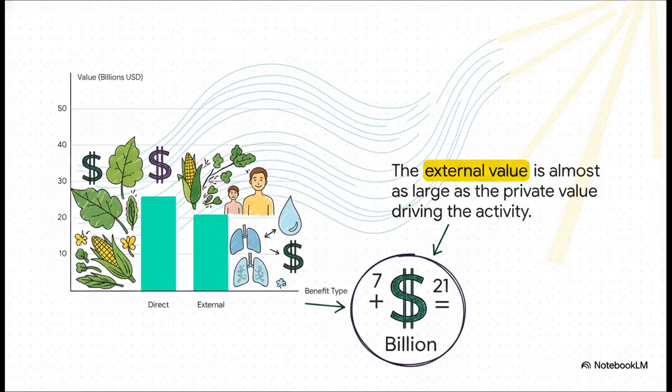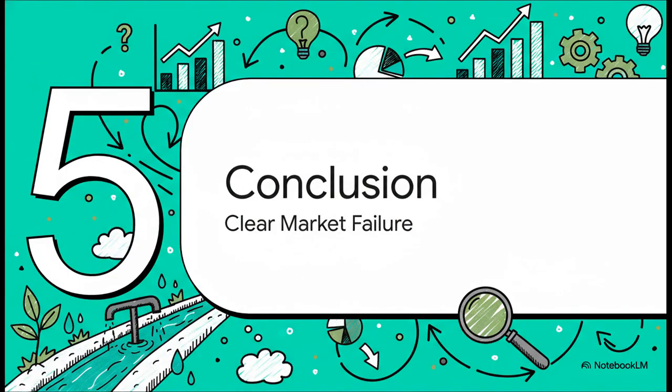So, when we add those external benefits together, the $7 billion for crops and the $14 billion for health, we get a total external benefit of $21 billion. Now, just look at this comparison. The external value that was created is almost as large as the private value that was driving the entire activity in the first place. So, what does all this data tell us when we bring it back to our economic model? Well, it points to a clear and very significant case of market failure.